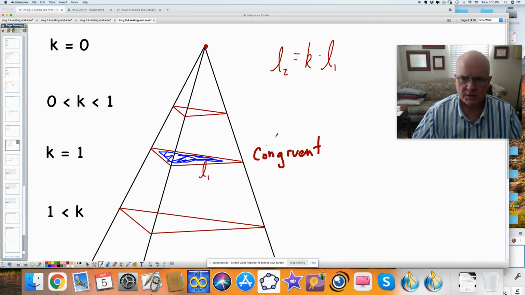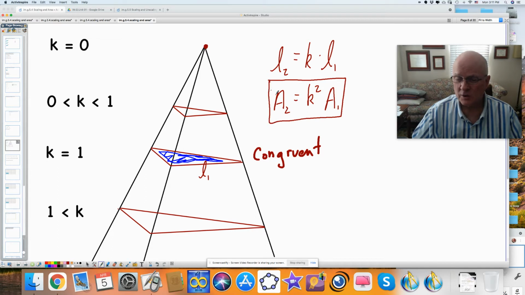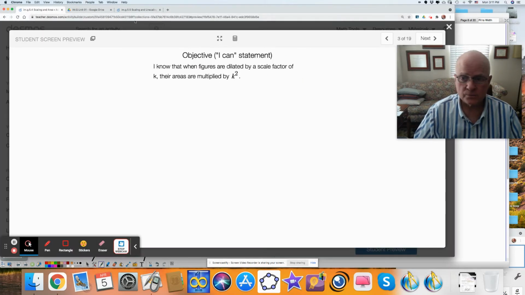In today's lesson, what we're learning is that in order to get to the new area, we have to multiply it not by the scale factor k, but by k squared. This is the big idea. And in a future lesson, we'll learn that volume is going to be multiplied by k cubed. This has a length component and a width component. The length is scaled up by k, and the width is scaled up by k. And we'll discover that as we go through the lesson.